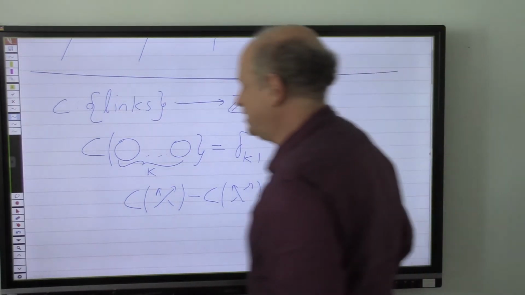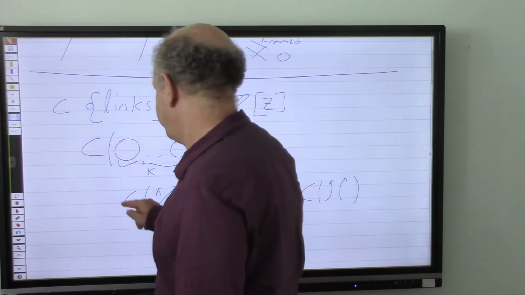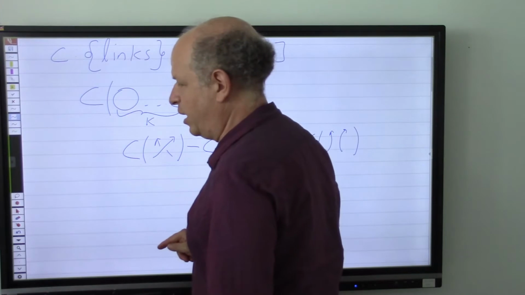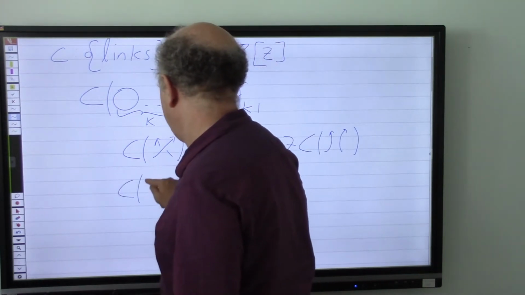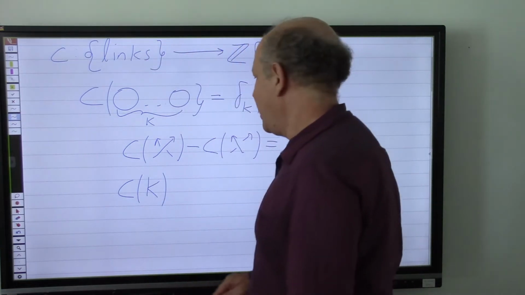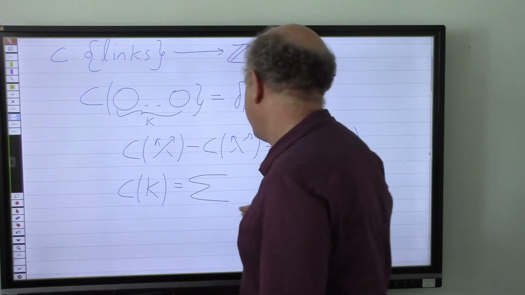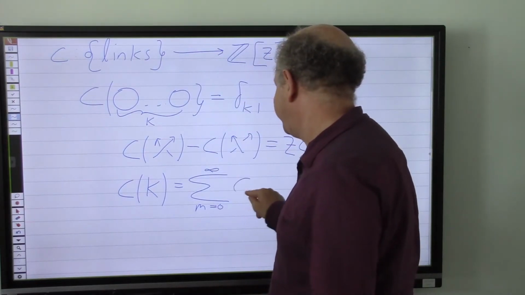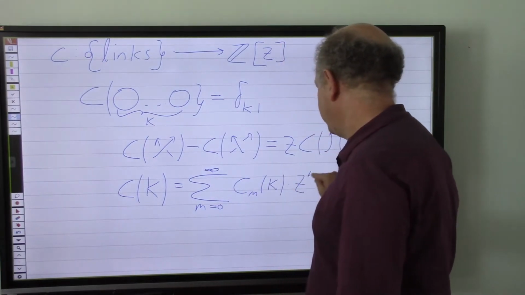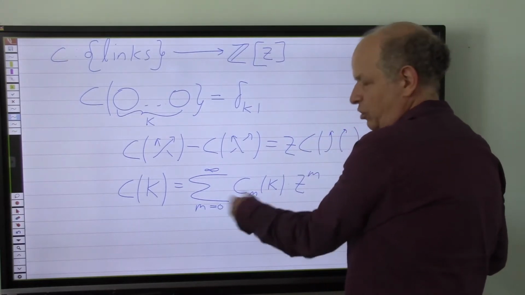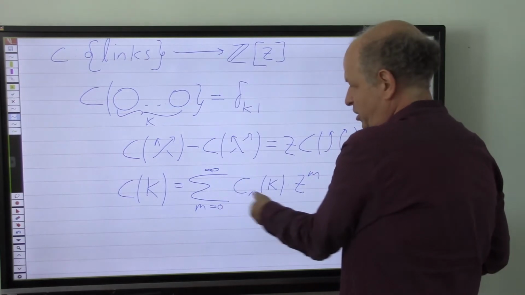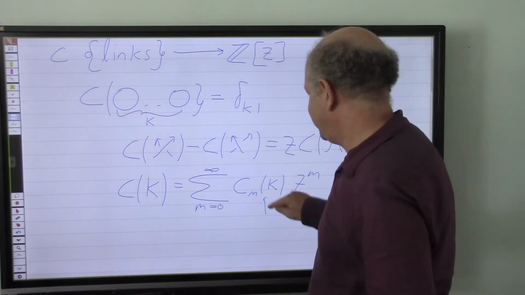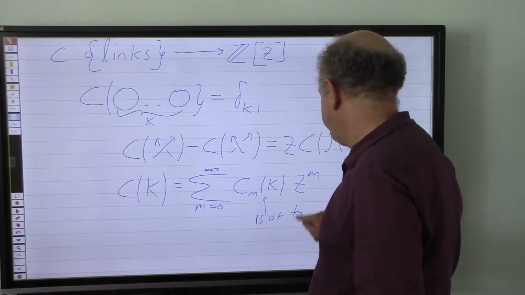Anyway, the claim was that the Conway polynomial is a finite type invariant, or more precisely, it's a series of finite type invariants. So if we write the Conway polynomial of a knot K as a power series, the sum for m from 0 to infinity of C_m(K) times z to the m, so C_m is just the mth coefficient of the Conway polynomial. I write it as an infinite series, but it's really finite for every specific knot. Then the claim is that this C_m is of type m.